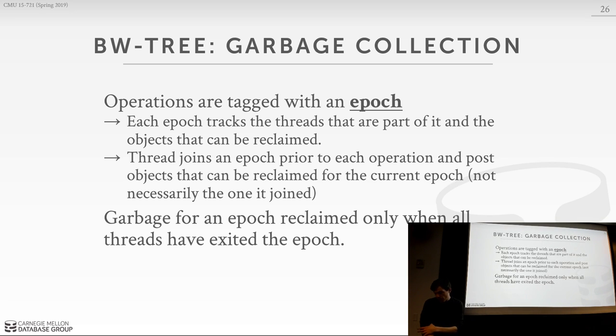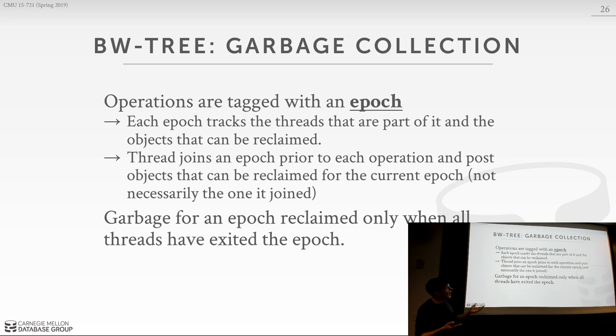If you're coming from an OS background, Linux uses something very similar. They call it RCU, right? This epoch-based garbage collection we're talking about here is not specific to the BW tree. You can do the same thing, and people usually do the same thing in a skip list, right? And we'll see other data structures that would use something very similar.